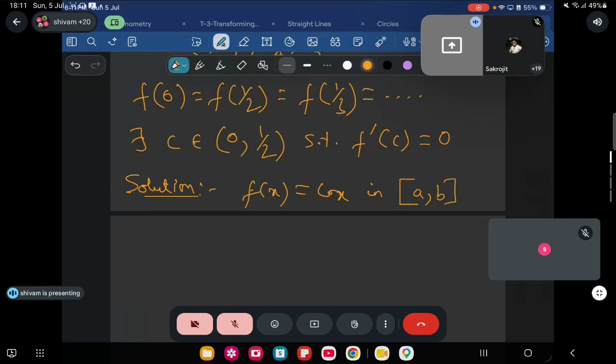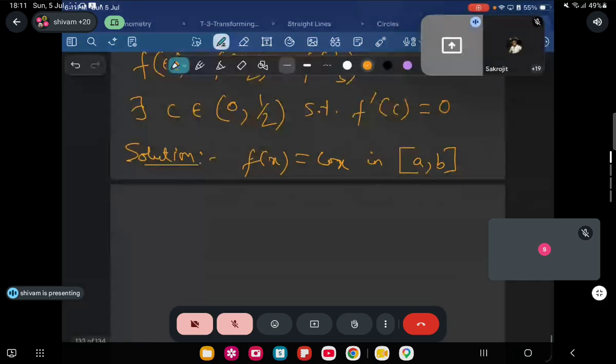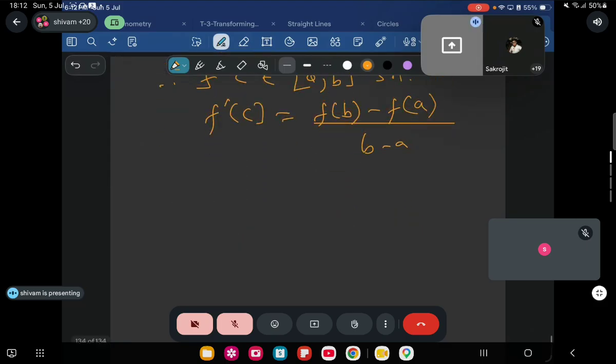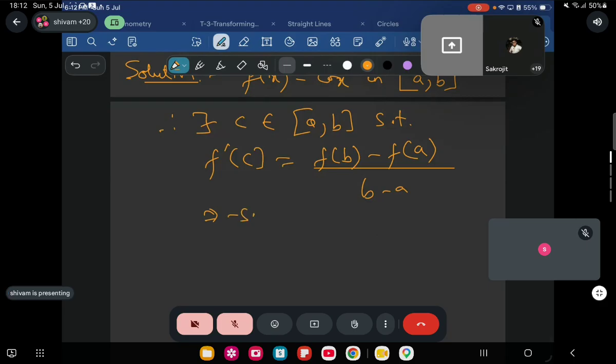Now this function is continuous and differentiable, right? So we can apply LMVT. Therefore there exists some c belongs to (a, b) such that f dash c is equal to f of b minus f of a upon b minus a. So what do we get? f dash c is minus sin c. Minus sin c is equal to f of b minus f of a upon b minus a.